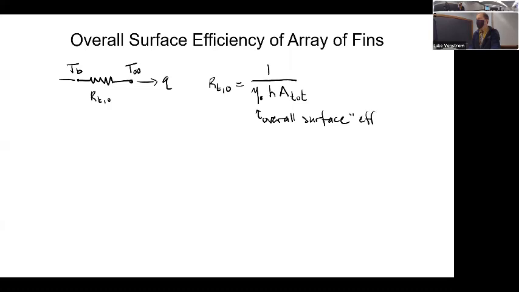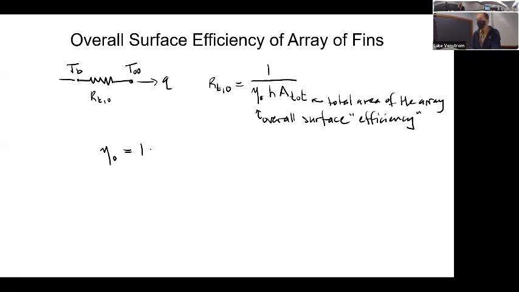Again, efficiency in quotes, it's not really an efficiency. And this is the total area of the array of fins. Those are just definitions. I'm just going to tell you how you calculate these two things, right?